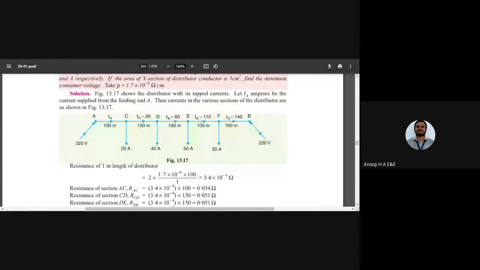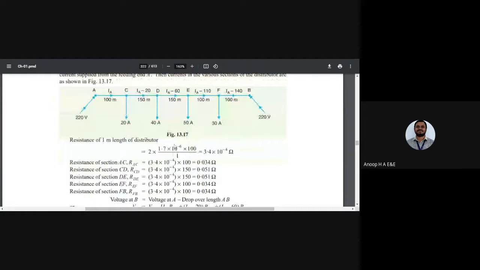Find out the resistance of all the sections. Janavi, can you help it out? Yes, sir. Okay, just finish it. The resistance of each section.